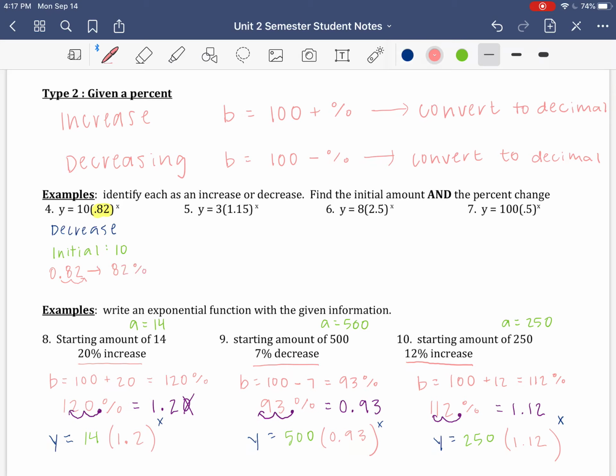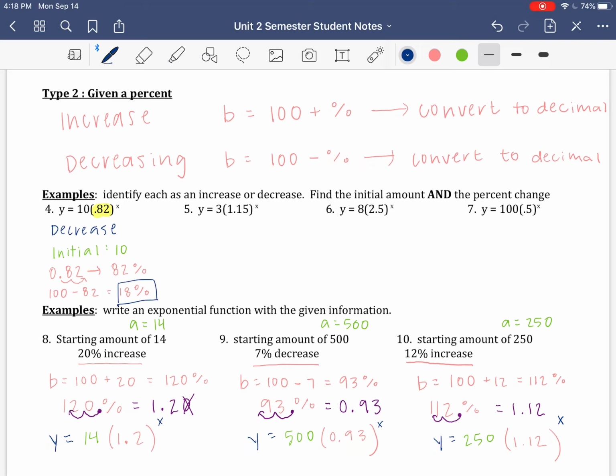So to find my percent change, we didn't decrease by 82%. Remember, to get that number, we had to do 100 minus whatever the percent we were given was. So I'm going to do reverse logic here. I'm going to do 100 minus 82, which is 18. So we had a decrease of 18%, meaning that we kept 82%.